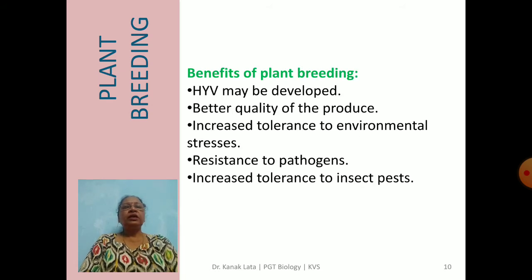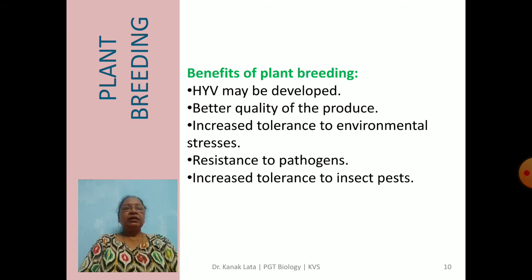Now let us see what are the benefits of plant breeding. First is we can get high yielding variety, HYV. So high yielding variety may be obtained by plant breeding. Better quality of the produce. What we are obtaining, they are of better quality. They are resistant to environmental stresses, means they have capacity to tolerate the different environmental stresses.